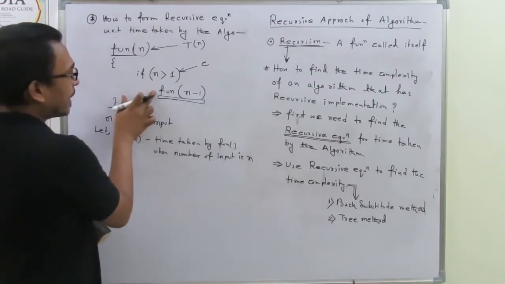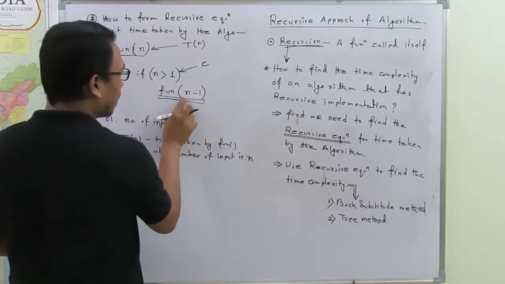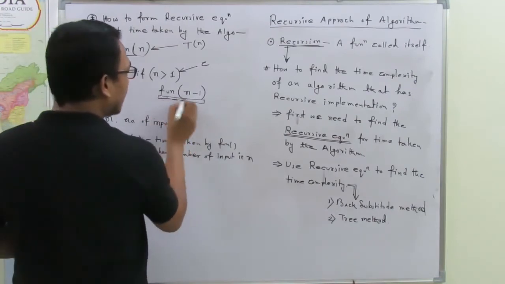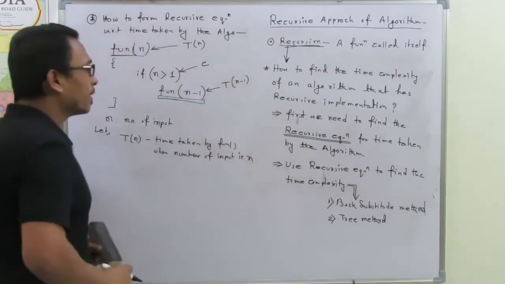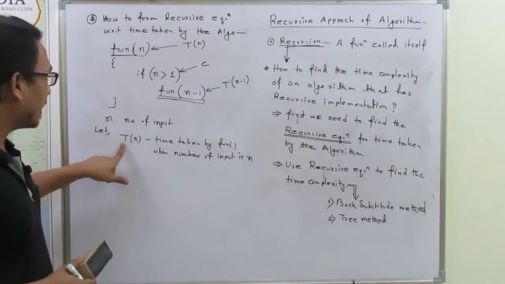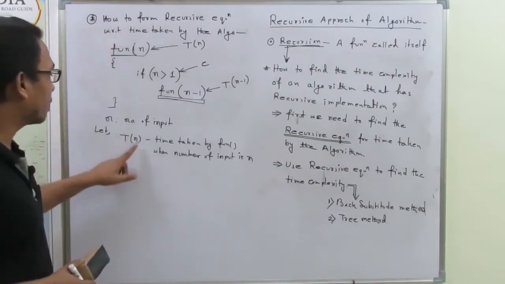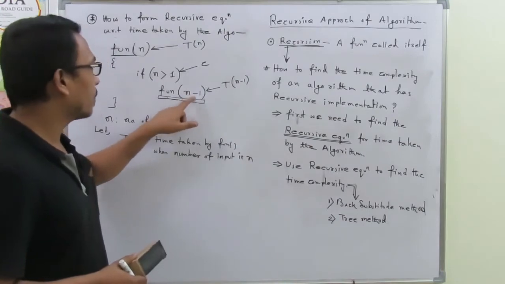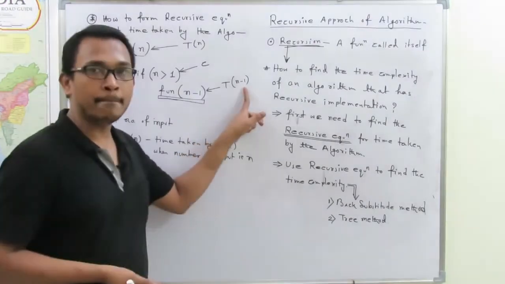What will be the time taken by this particular function call? Look here, the number of inputs in this function call is n minus 1. So the time taken by this function will be T of n minus 1. Why? Because we consider that T is the time taken by the function fun when the number of inputs is n. Now if the number of inputs is n minus 1, how much time will it take? It will take T of n minus 1 time. Clear?